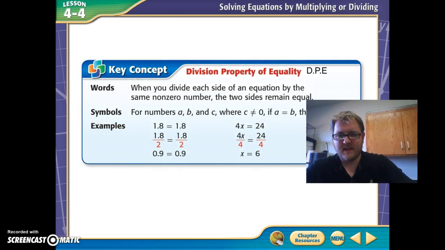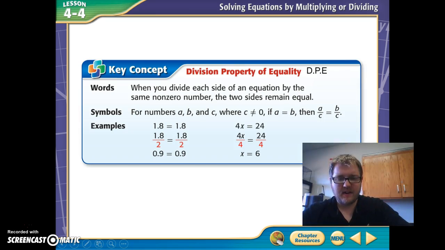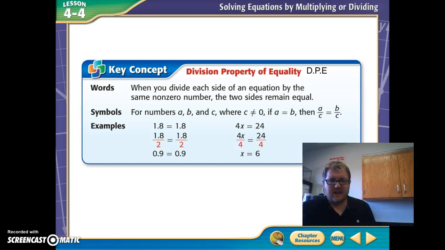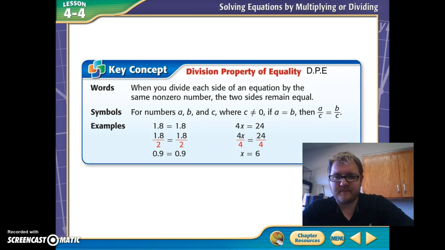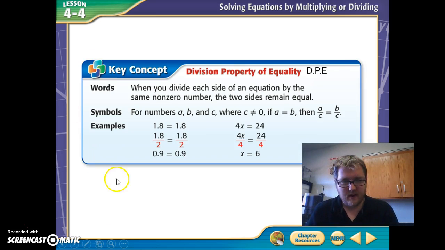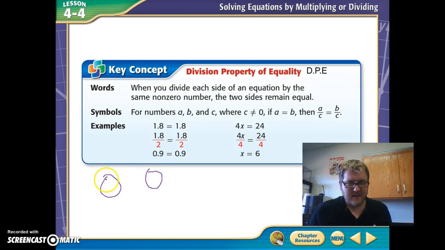So our first key concept, the division property of equality. What we're saying is if I divide two equal numbers by the same number, I'm going to end up with an equal number on both sides. So let's say you had two whole pizzas, and I divided those into fourths. That means you're essentially going to have 4 halves of a pizza.